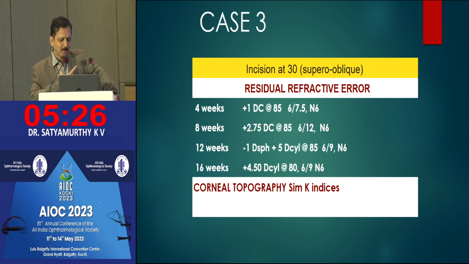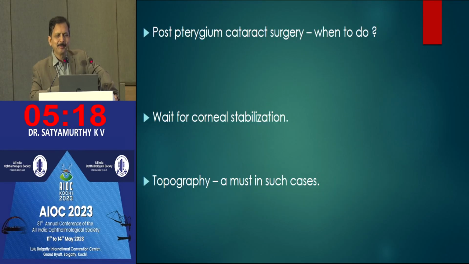Yeah, so it was around 4.5 diopters, and every time she used to come and occupy the chair for a longer period. The main problem here is what we discussed: once you do pterygium surgery, all cases need not follow the same pattern. So one will have to wait for at least the cornea to remain stable.